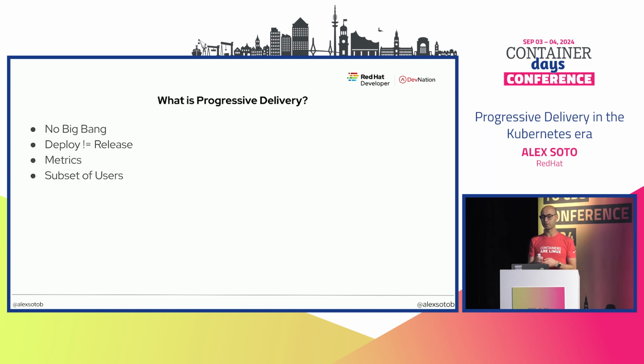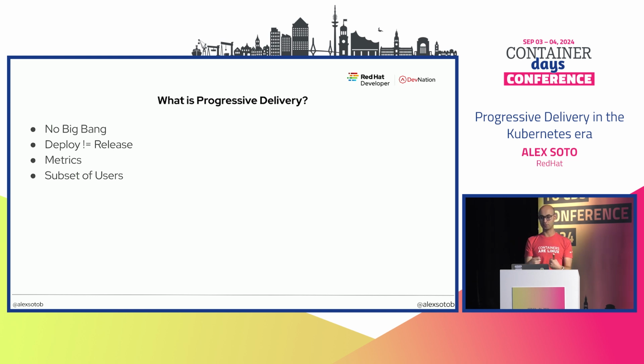So what is progressive delivery after all? Well, as the name suggests, you are delivering your application progressively. There is no big bang. There is no, I've got version 1, here is version 2, just move from version 1 to version 2. It's not like this. It's like, let's move step by step, right? Moving from V1 to V2.